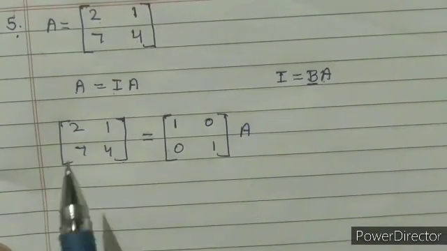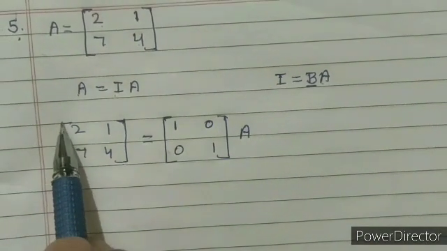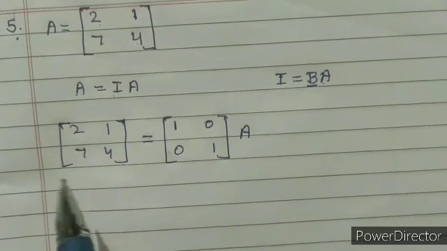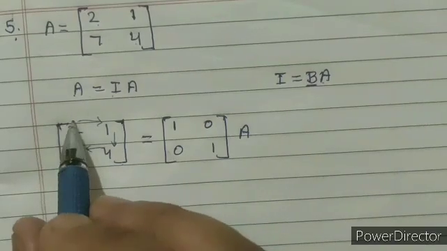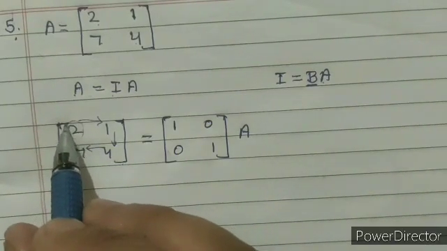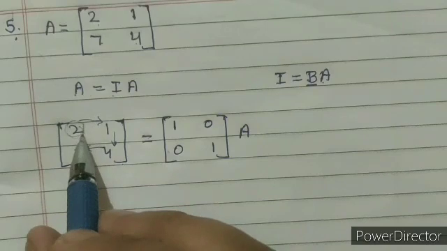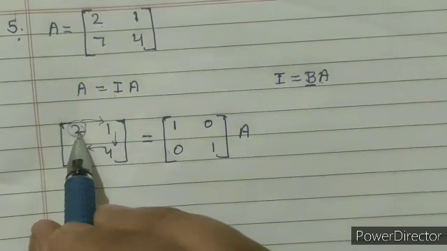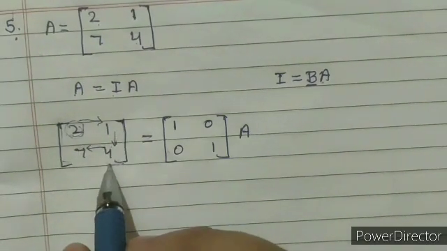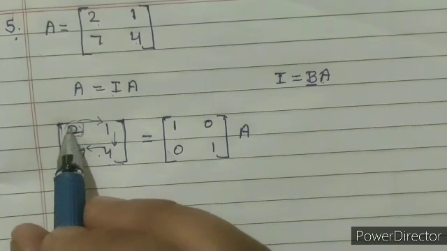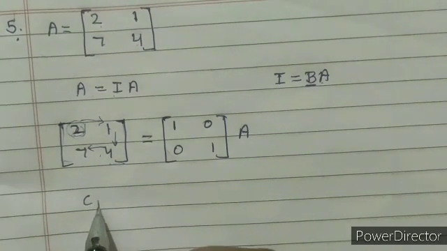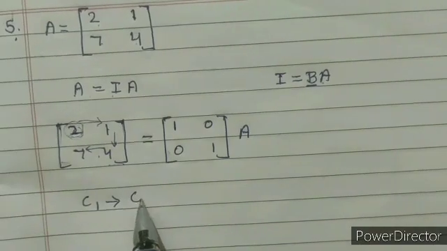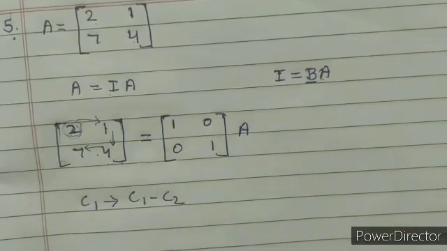We have solved the first question by row transformation. In this question I am applying column transformation. First of all, we have to convert the first element of row 1 into 1. Now we have to convert this whole matrix into the identity matrix. For that, in place of 2 we need 1. So 2 minus 1 will give us 1. That means we will convert column 1 by column 1 minus column 2.